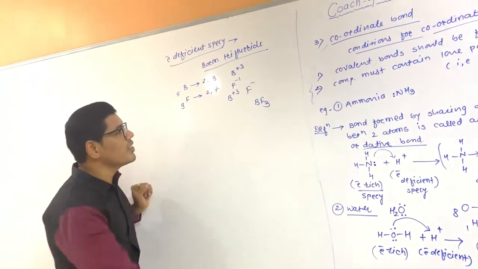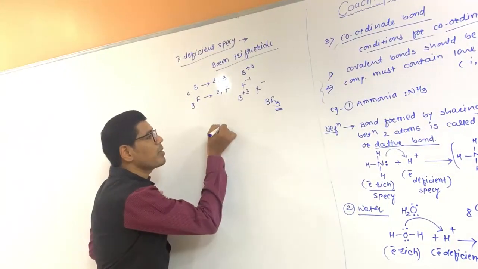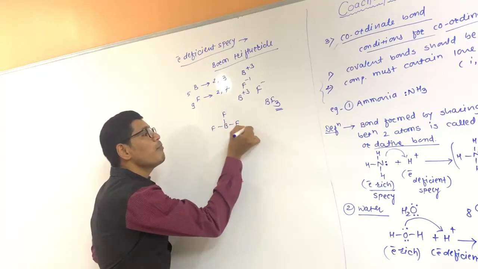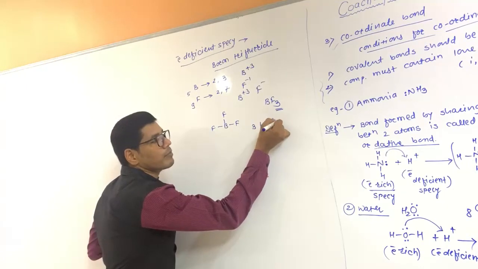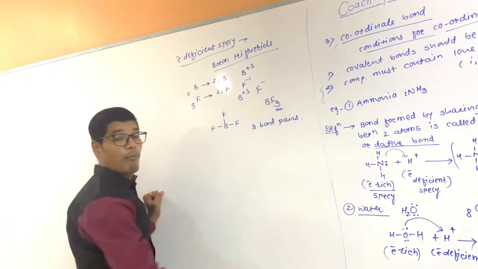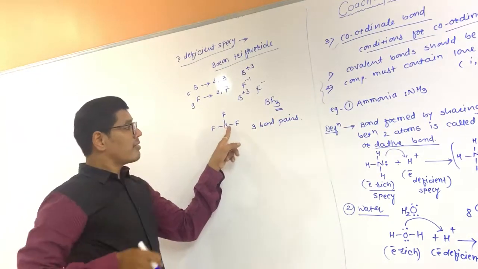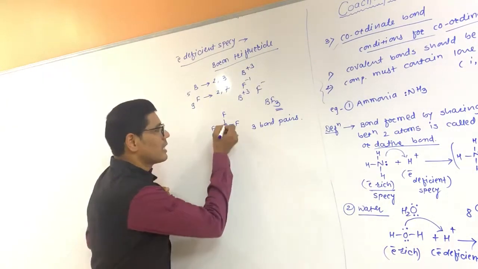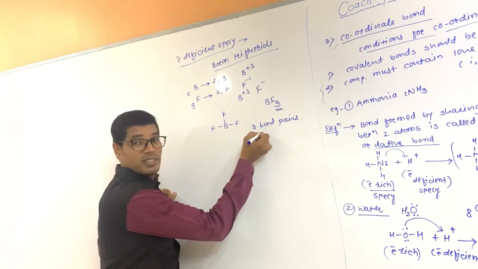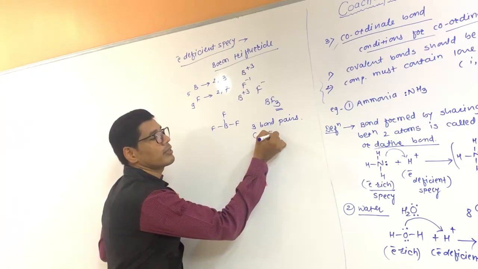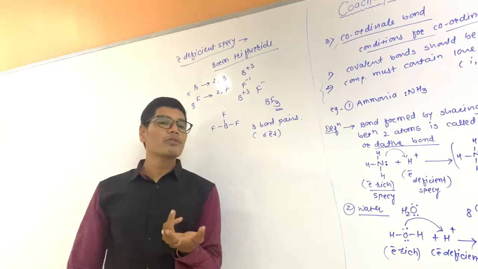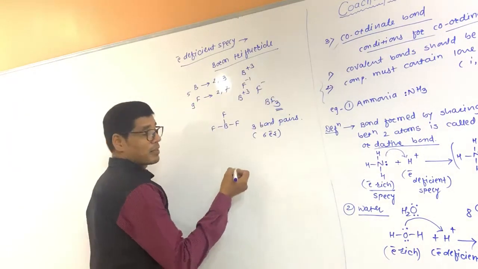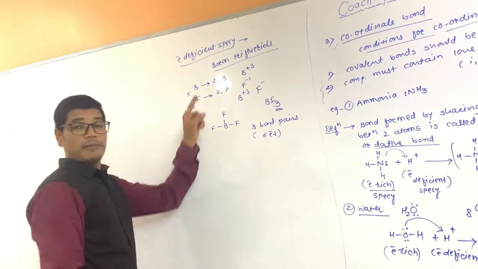Why is it electron deficient? Because 3 bonds are there. BF3 has 3 bond pairs. As I told you earlier, one bond contributes 2 electrons. 3 bonds means there are 6 electrons, and that means the octet is not completed. As the octet is not completed, it is an electron deficient species.